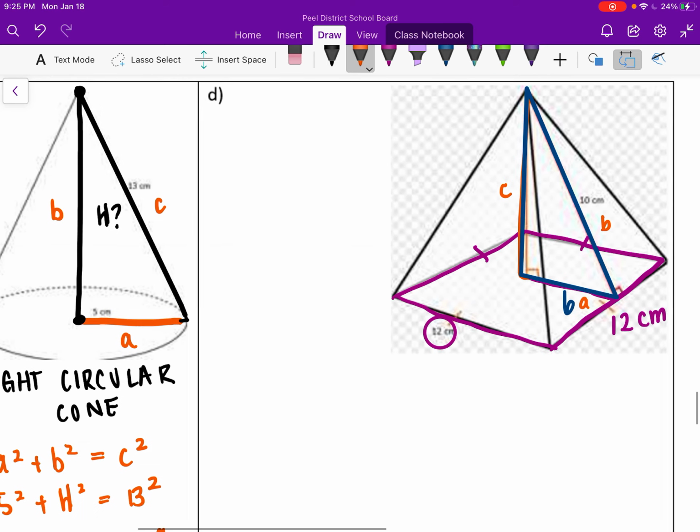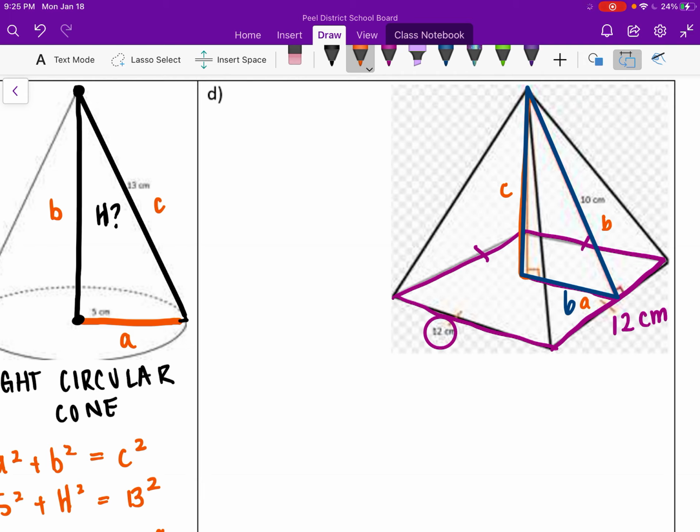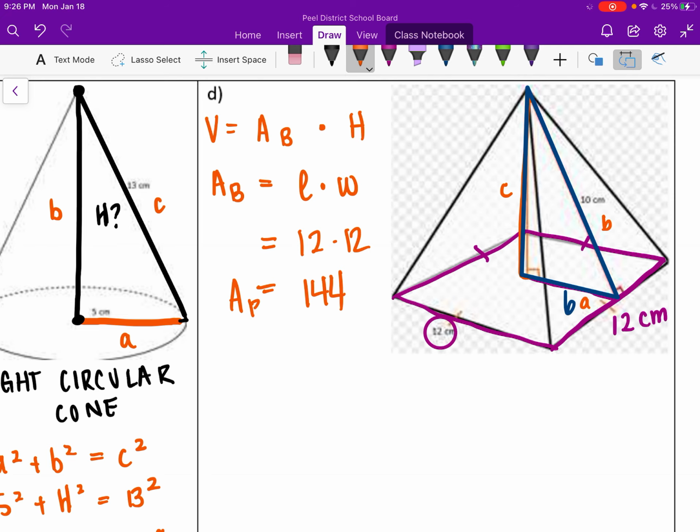So I have basically my A, my B, and my C, in the chance that I need it in the future. But first things first, let's find the area. The volume is equal to area of the base multiplied by height. Area of the base here is really easy to find. It's just the bottom square. What's the area of a square? 12 times 12, because it's just length times width. I know my length is 12, my width is 12, so I'm just going to do 12 by 12, which is going to give me 144. So I found my area of the base.